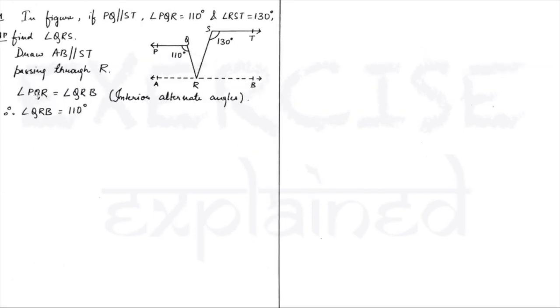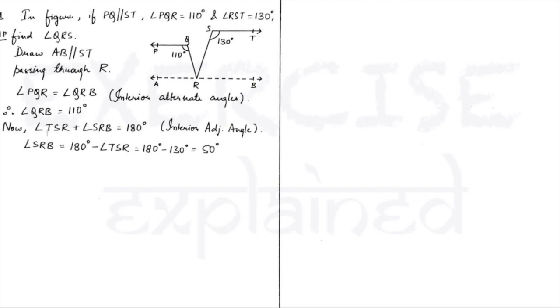So you can see here I have written PQR is equal to QRB, interior alternate angles. So QRB is equal to 110 degrees. So we have got this entire angle as 110 degrees. Now what I'm going to do is I'm going to find this angle SRB. So once I find this angle SRB, we already know the value of QRB. So QRB minus SRB is going to be giving me QRS.